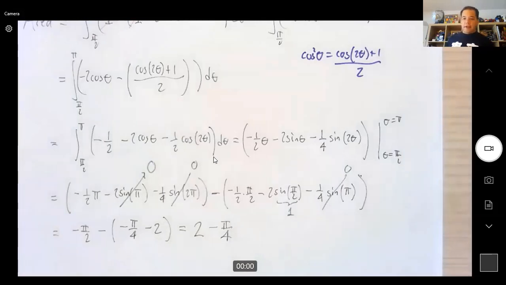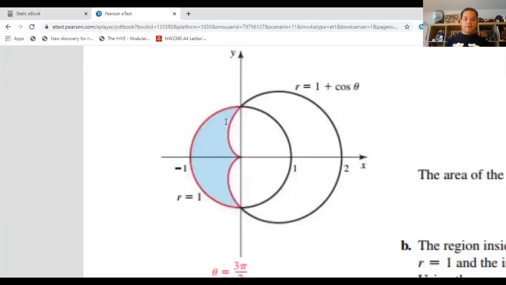Okay, let's do another problem. Next one. Okay, so let's go to the book. Where's the book? Right here. Okay, and so this is the one we just did. We did this light blue shaded area that you see on the screen right now. That's the part we calculated.